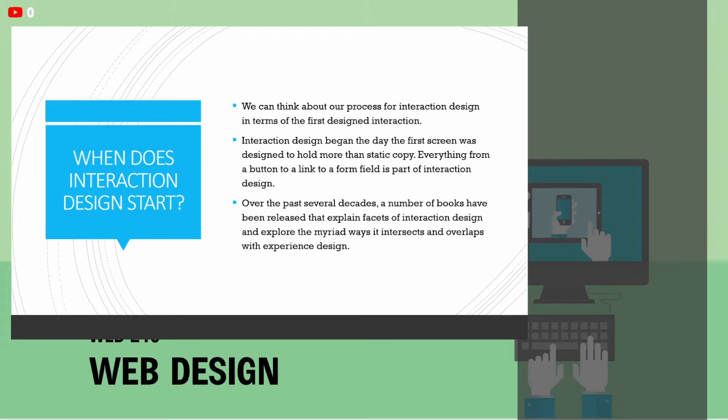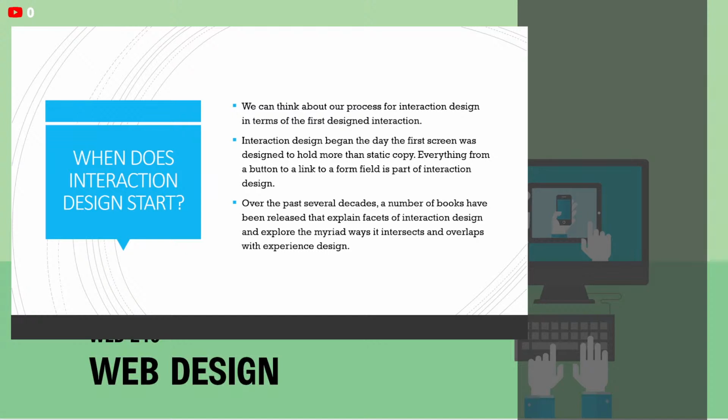So when does interaction design start? When do we start worrying about designing interactions? Well, we can think about our process for interaction design in terms of the first designed interaction, right? So when that thought crosses your mind of how are users going to interact with this product, how are they going to get to the website, or how are they going to find the information they need? What are they going to do when they get here? Whatever that first interaction you can come up with, that's when we start thinking about interaction design. And so that's really early on in the process, right?